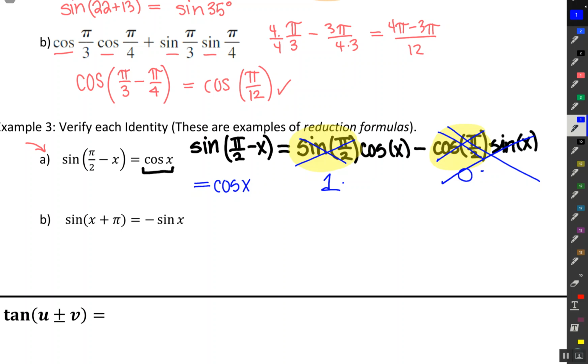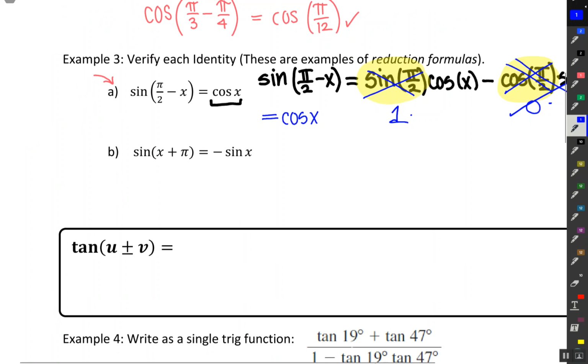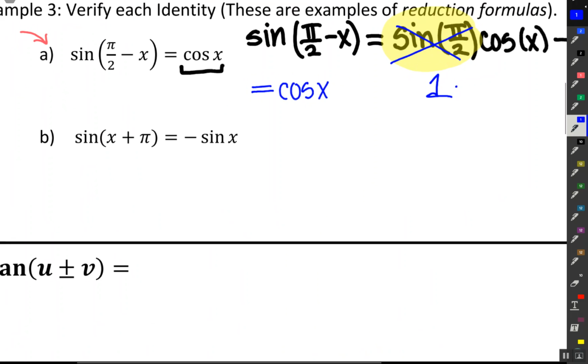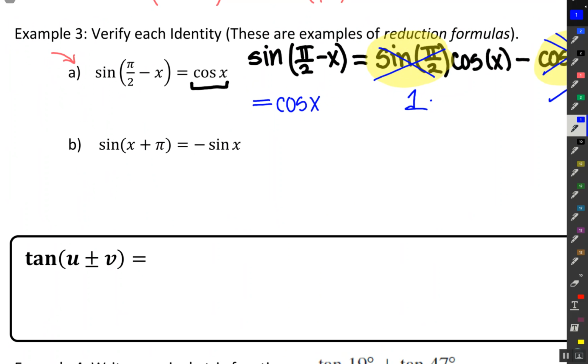Okay. These are also known as reduction formulas, and they're handy in calculus when you want to do some calculations or derivatives and antiderivatives that you do in calculus, but you want to make them simpler for you. Okay, so let's try another one. We have sine of x plus pi is the negative sine of x.